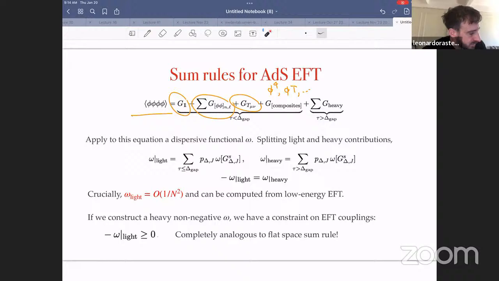And so lo and behold, we get a sum rule, which although technically more involved, has pretty much the same flavor as the ones before. We have a set of conditions on the light data that can be expressed in terms of something which we don't know about, but which comes with definite sign.